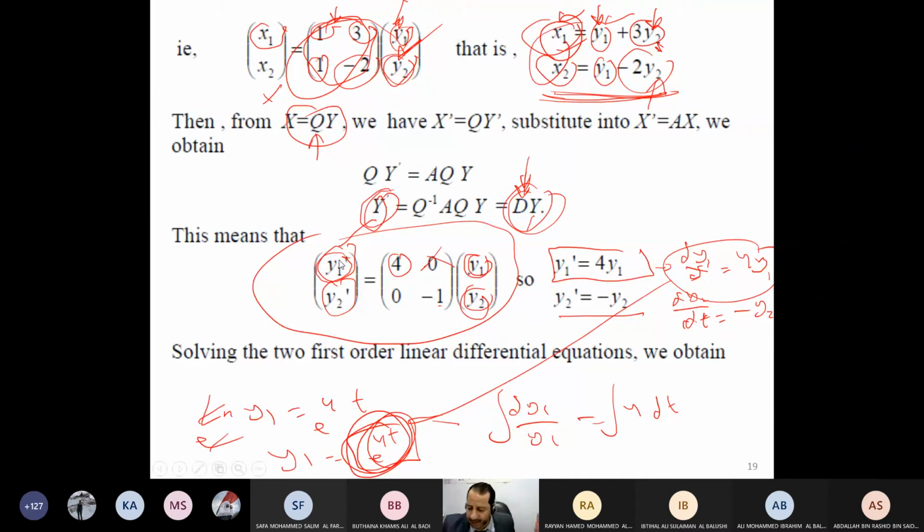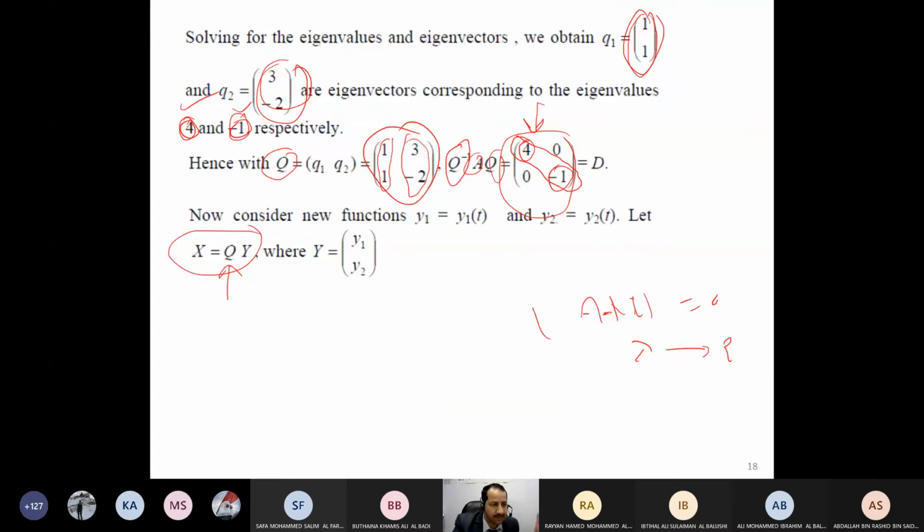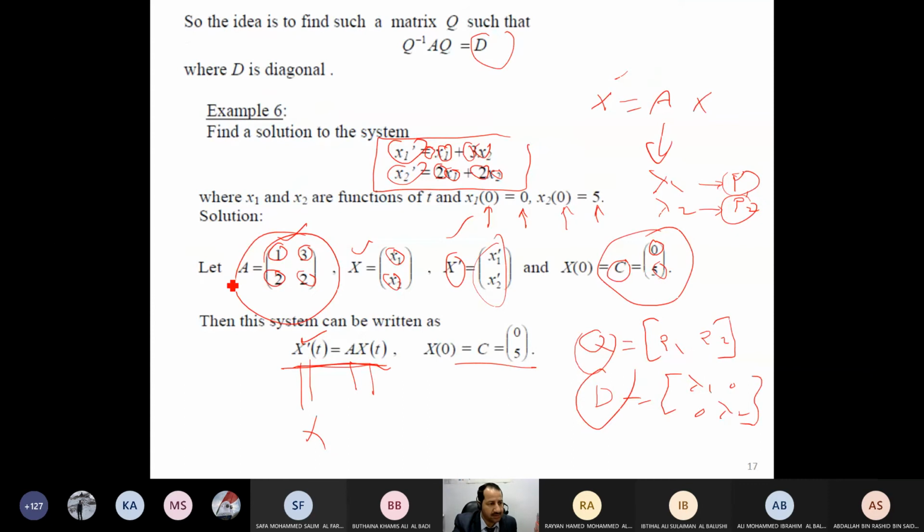Now, for this set of two equations, if I change the numbers, will the procedure change? No, the same procedure. Whatever numbers I give here, as an example for my matrix A, you see matrix A, I got 1, 3, 2, 2. Whatever the numbers, if you change the numbers, at the end you have the same procedure.